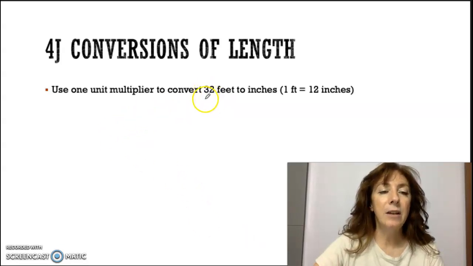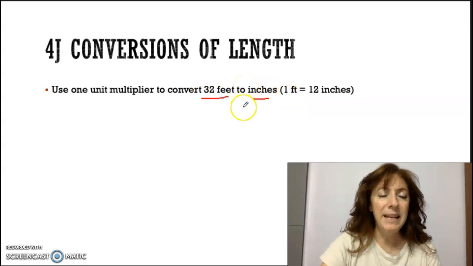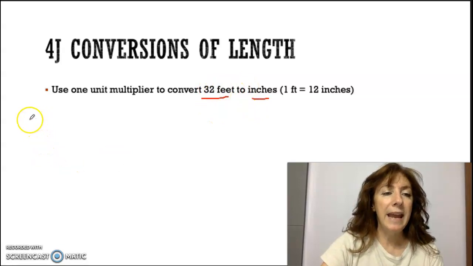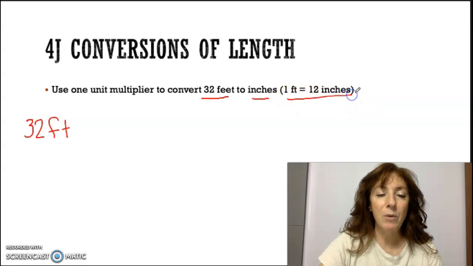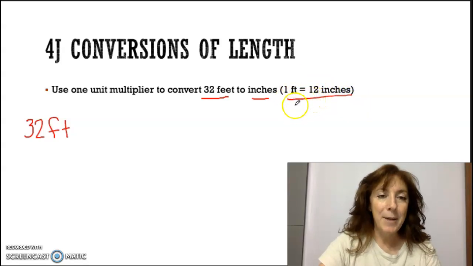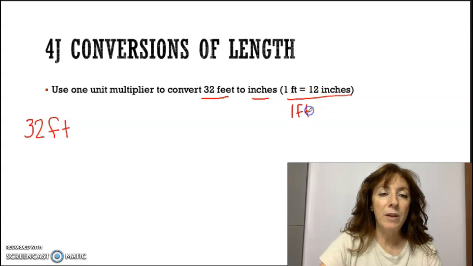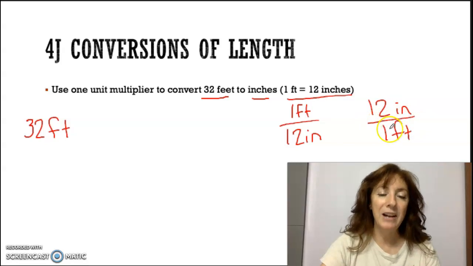So this asks us to convert 32 feet to inches. We always begin by writing what they gave us, what is given, 32 feet. Now I want to multiply 32 feet times a unit multiplier, and I can make a unit multiplier out of this equality. I can turn it on its side, and one unit multiplier would be 1 foot over 12 inches, or I can turn it over and say 12 inches over 1 foot. Both of those are unit multipliers equal to the number 1.